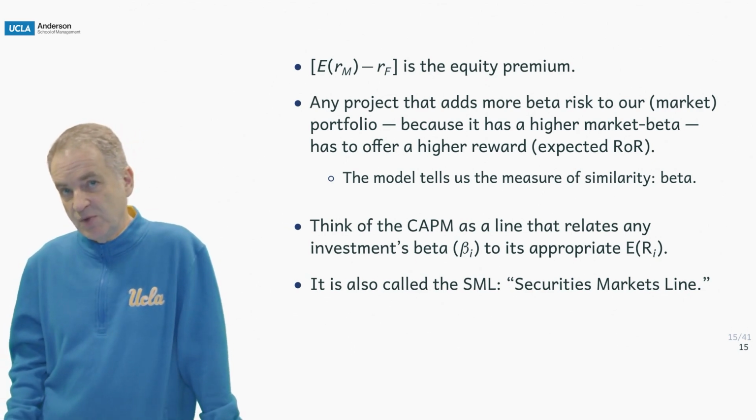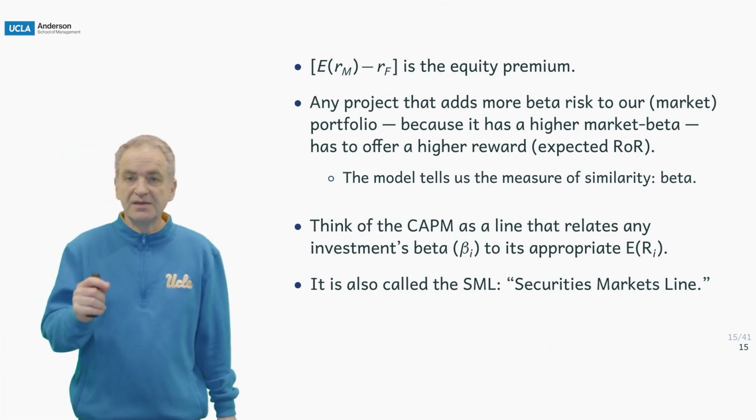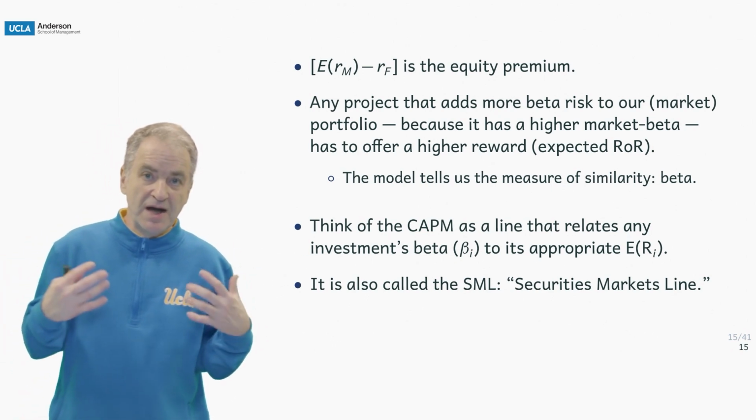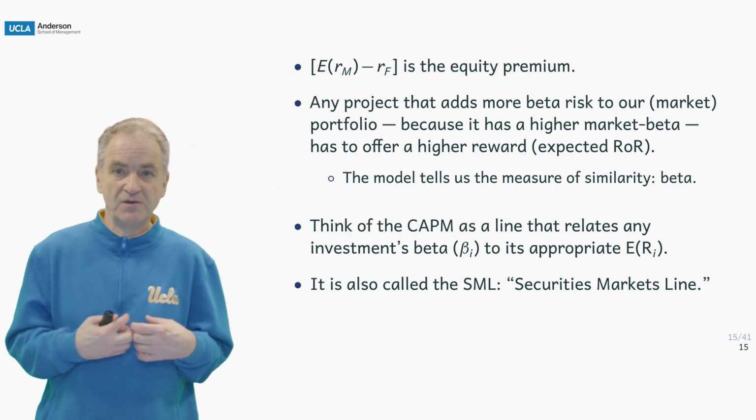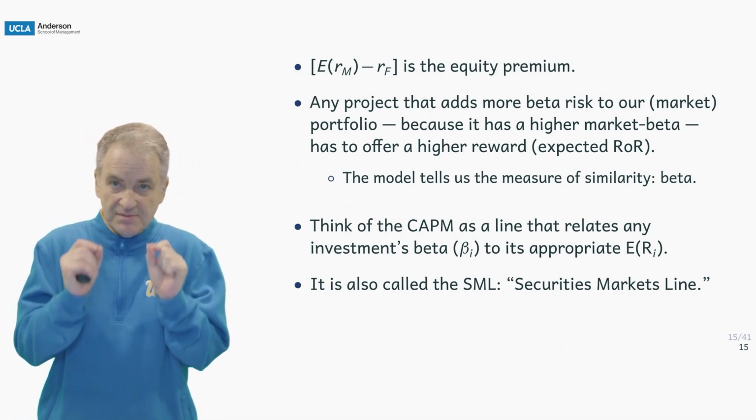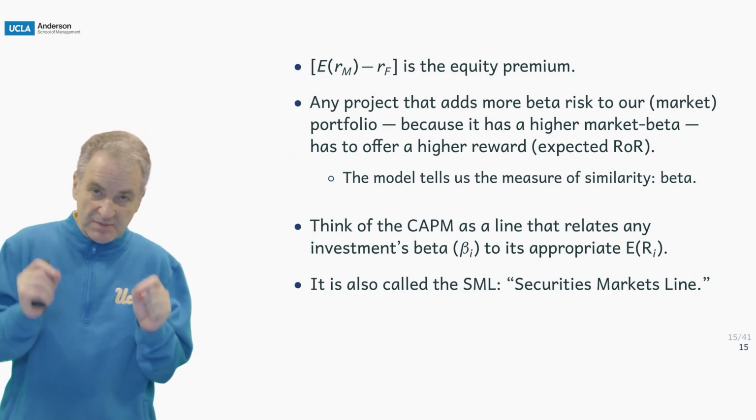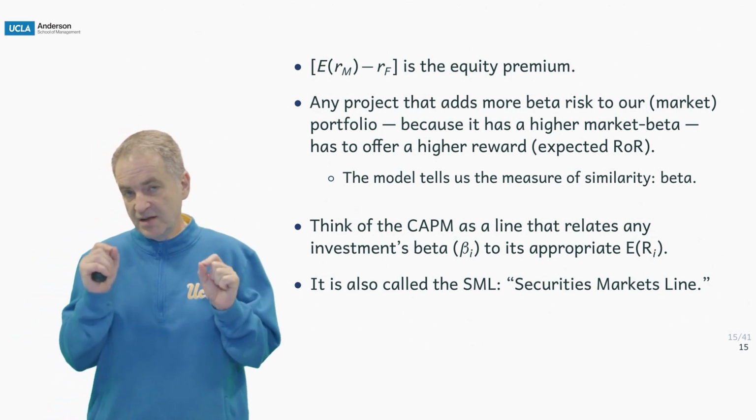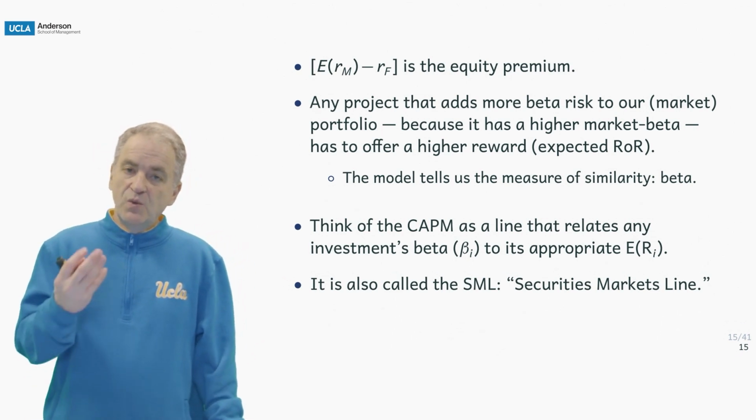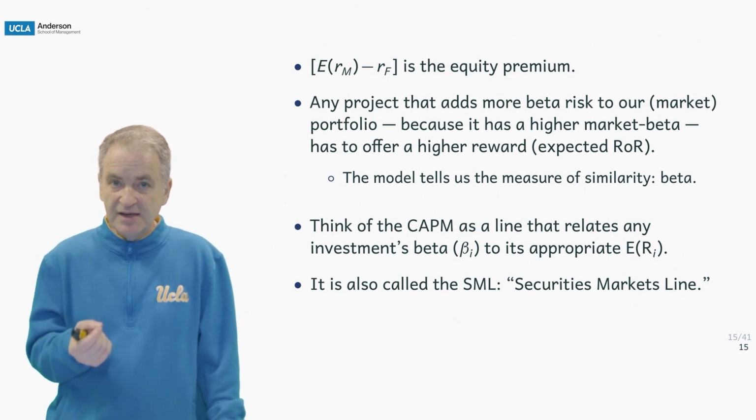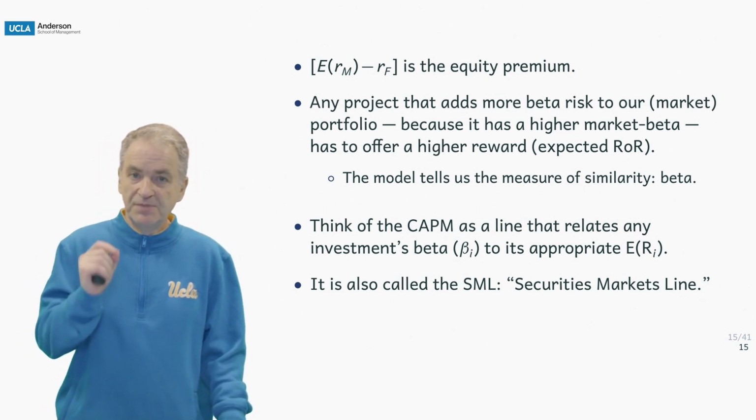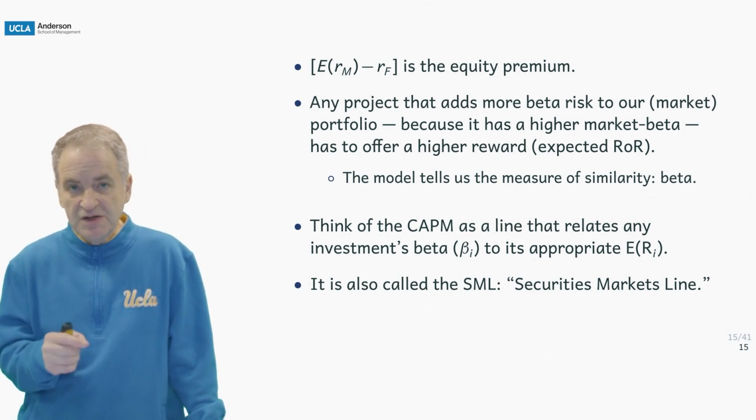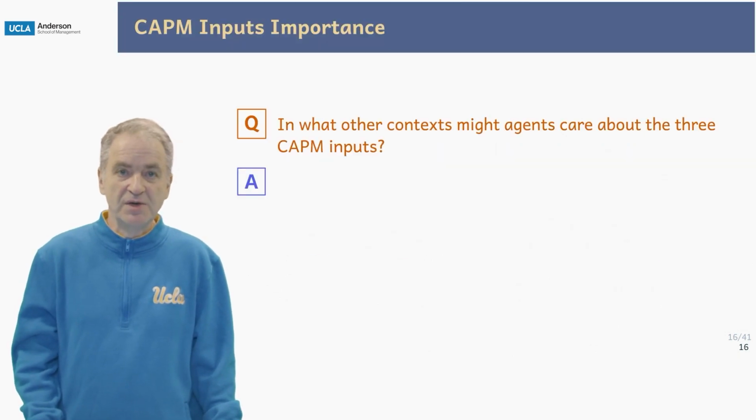E[R_M] minus R_F is the equity premium. Any project that adds more beta risk to our market portfolio because it has a higher market beta has to offer a higher reward, a higher expected rate of return. The model tells us the measure of similarity that matters for pricing, that matters for the expected rate of return. That's the beta of your project. This is what identifies the appropriate comparables. The way to think of the CAPM is also as a line. It relates any investment beta I to the appropriate expected rate of return on this particular project, and therefore it's also called the SML, the security market line.